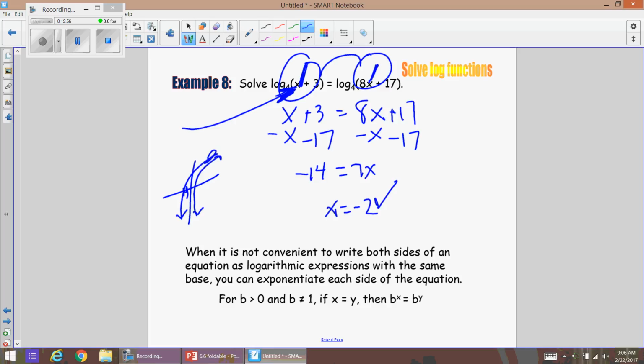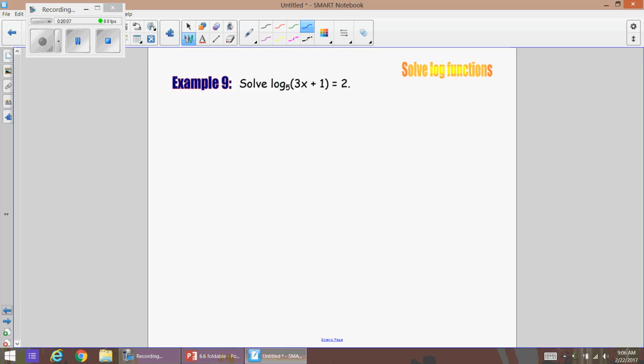Okay, it says when it's not convenient to write both sides of the equation as a logarithmic expression with the same base, you can exponentiate each side of the equation. So over here we have solve log base 5 of 3x plus 1, and it's equal to 2. We're like, oh, okay, there's one log on this side and it's equal to a number. We're stuck. We don't know what to do. Whenever you get stuck, you rewrite.